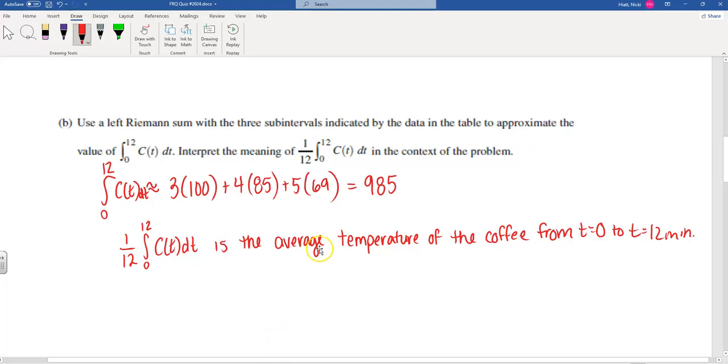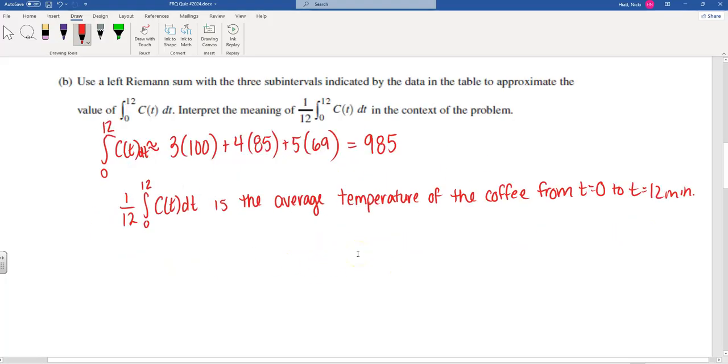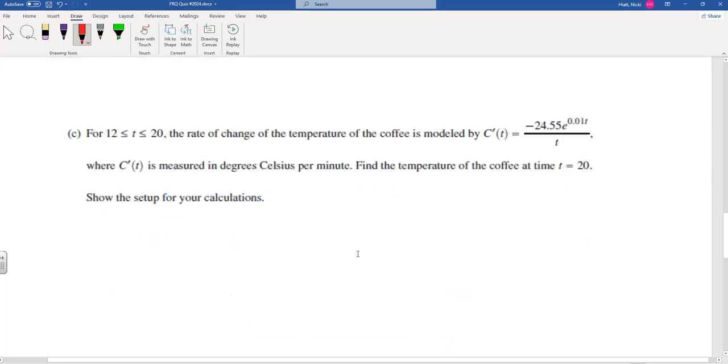But I think this is going to be sufficient. This is like bare minimum work here. Everybody good here? All right, let's keep going.